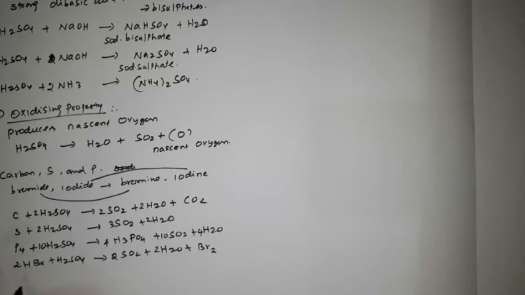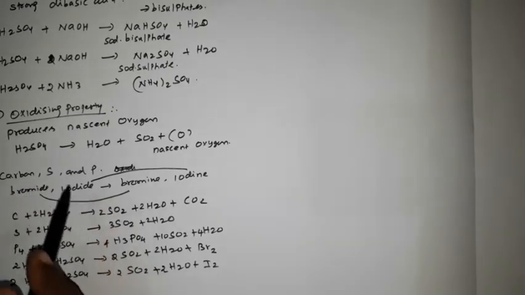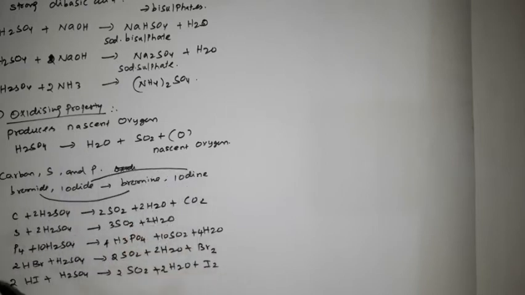Then iodide, hydrogen iodide HI plus H2SO4. We will get SO2 plus H2O plus I2. Okay. So balance the equation, put 2 here, 2 here, 2 here. So it shows oxidizing properties. Generally it produces nascent oxygen. Also it oxidizes carbon, sulfur and phosphorus. Then bromide to bromine, iodide to iodine.